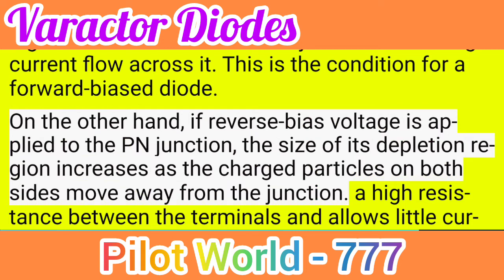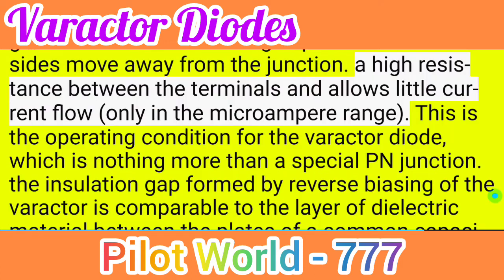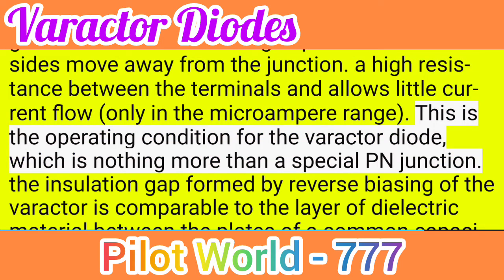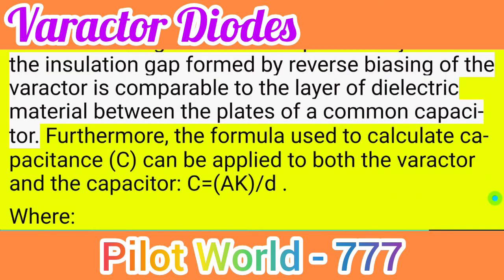On the other hand, if reverse bias voltage is applied to the PN junction, the size of its depletion region increases as the charged particles on both sides move away from the junction. A high resistance between the terminals allows little current flow, only in the microampere range. This is the operating condition for the varactor diode, which is nothing more than a special PN junction. The insulation gap formed by reverse biasing of the varactor is comparable to the layer of dielectric material between the plates of a common capacitor.